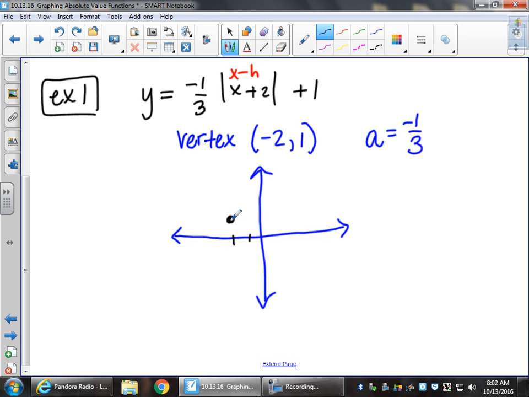There's my vertex. Now this is the key, using A as a slope. So from here, let's first use it just the way we see it. What would this mean as a set of directions for slope? What does this mean? Down 1. Yep. Right. 1, 2, 3. Can I do it again? Can I go down 1, 1, 2, 3?